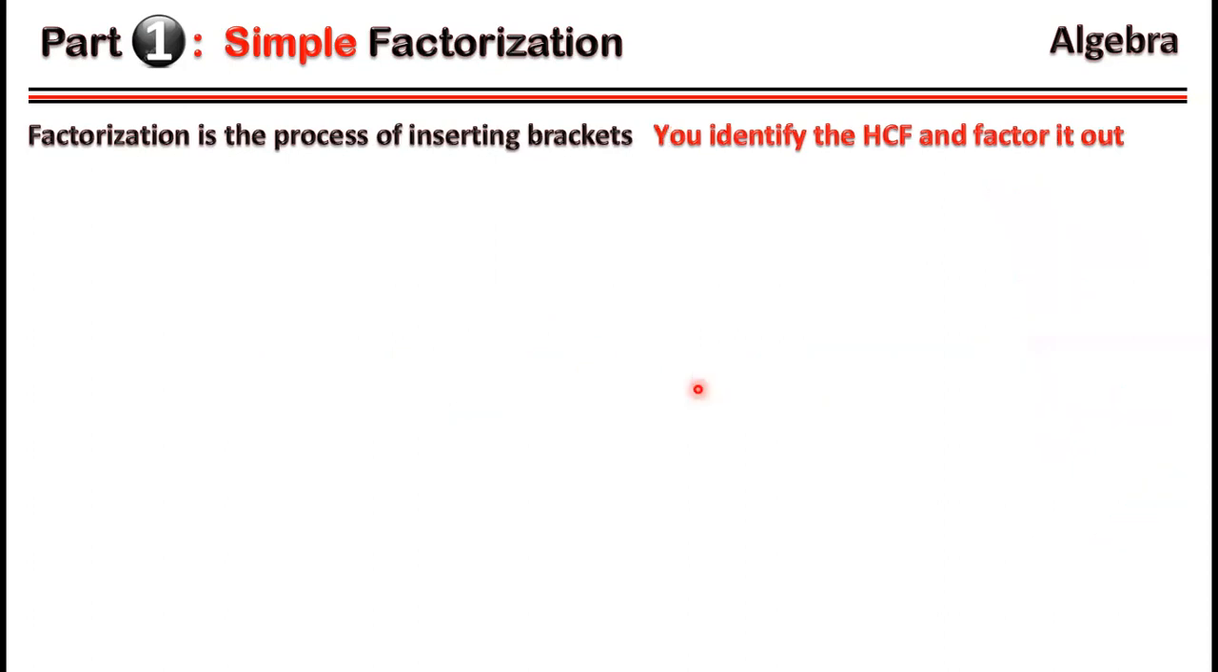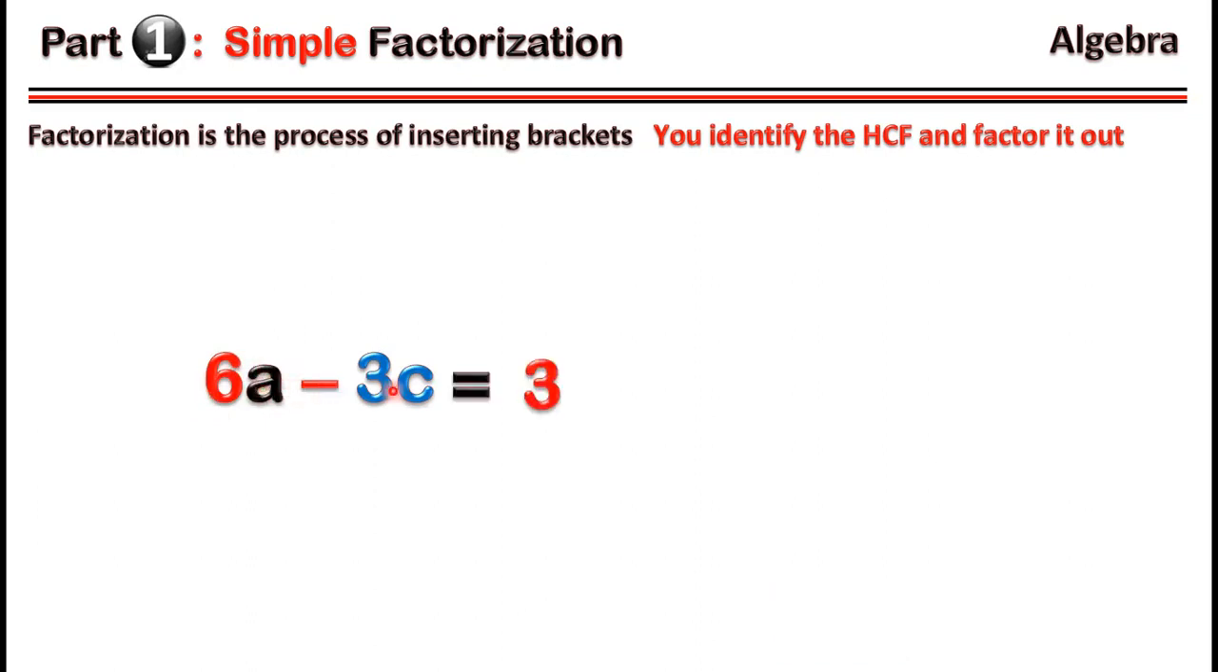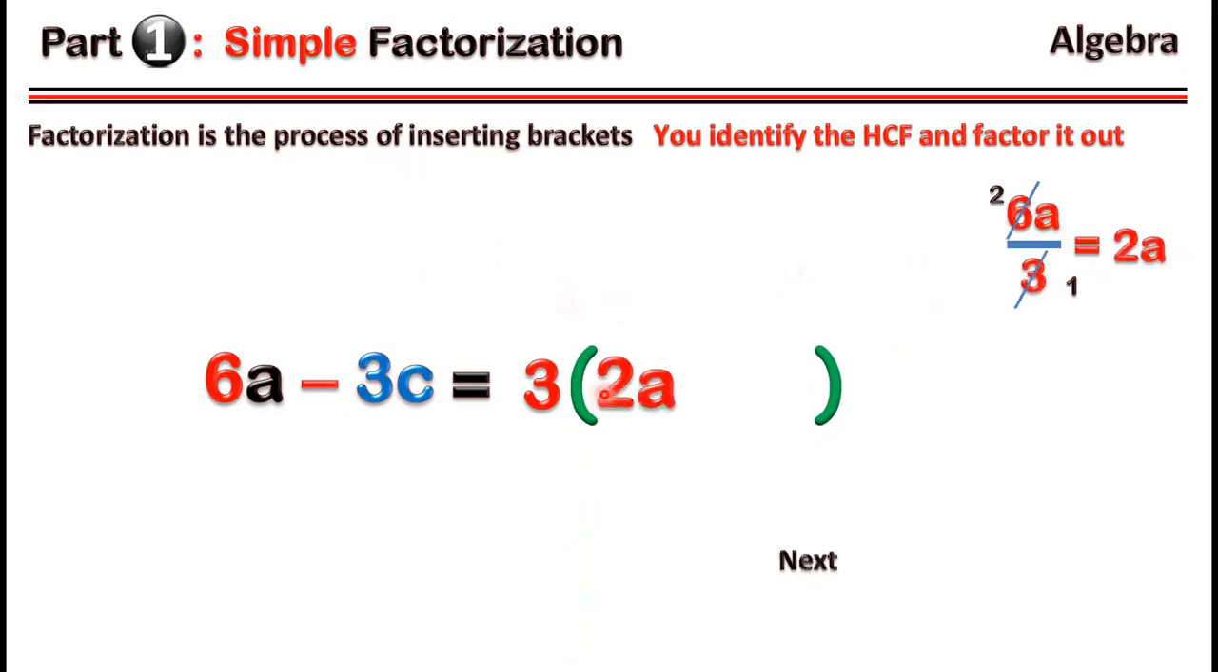Let's take another example. So we have 6a minus 3c to factorize. The first thing is to find the HCF. And the highest common factor here is 3, right? So we are going to bring out that 3, open our brackets. Then we have 6a divided by 3. So 6a divided by 3 gives us 2a. We copy it into our bracket here.